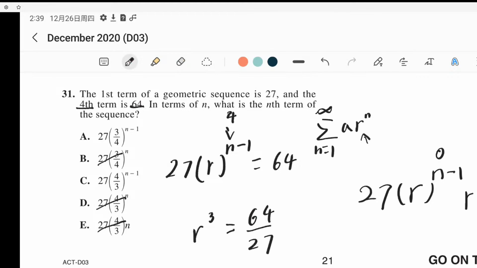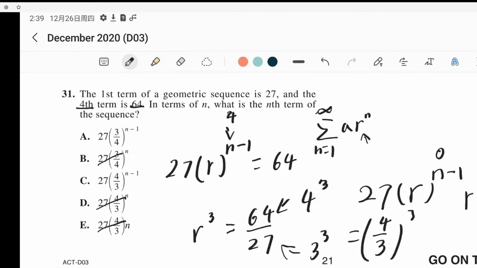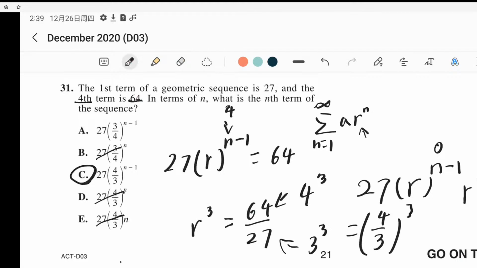And if we look very carefully, we realize that 64 is 4 to the third power, while 27 is 3 to the third power, which then we can simplify to 4 over 3, all to the third power. Then we have the answer C. With 27 as a and 4 over 3 as r to the n minus 1 power, which gives us the geometric sequence with the first term being 27 and the fourth term being 64.